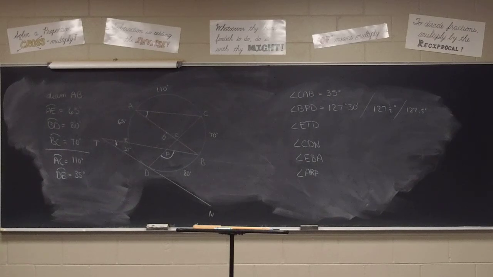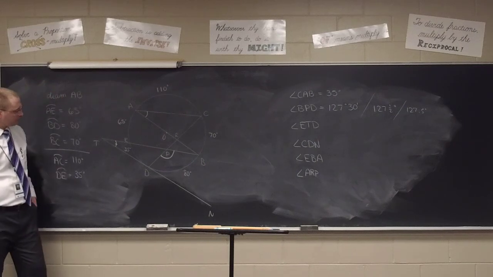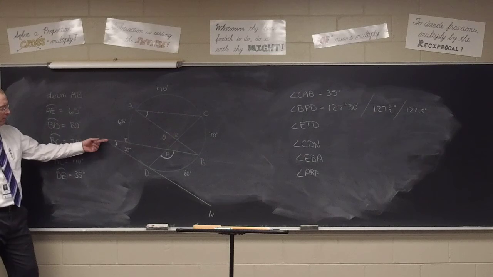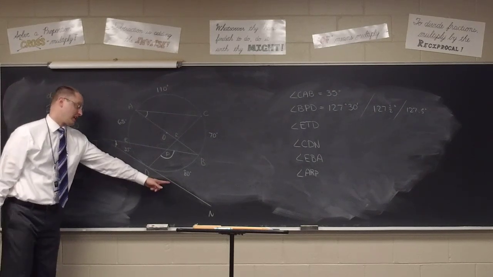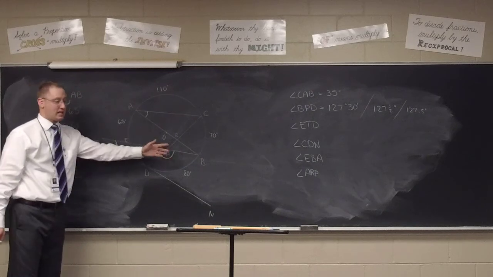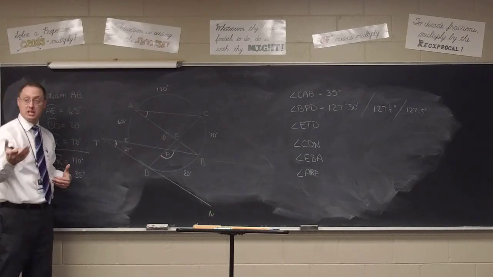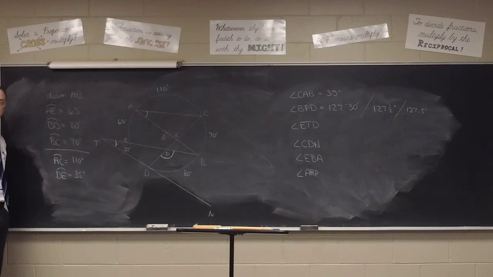Some people already finished. Good. ETD. This is outside the circle. What kind of lines make up ETD, class? Well, one of them is a tangent, the other is a secant. Had it been two tangents, or two secants, it would have been the same mental process. Anytime the angle's outside the circle, class, we need half the difference of the arcs.